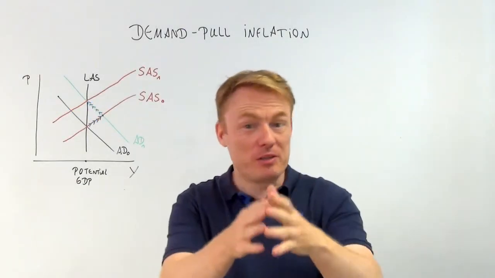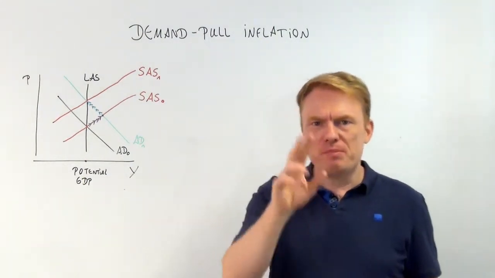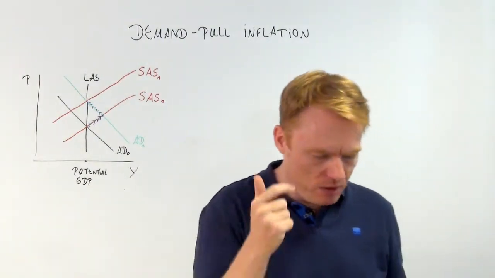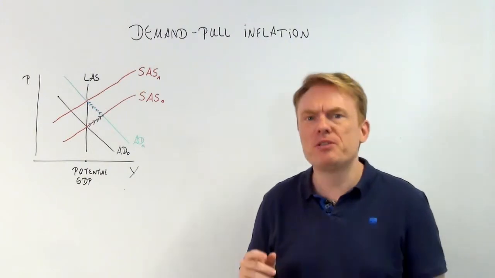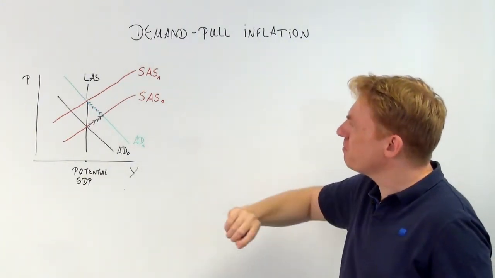We'll be talking about inflation. How can we possibly explain inflation? There are two possible ways. There's cost push inflation and there's demand pull inflation. We'll be talking about the latter first of all, demand pull inflation.